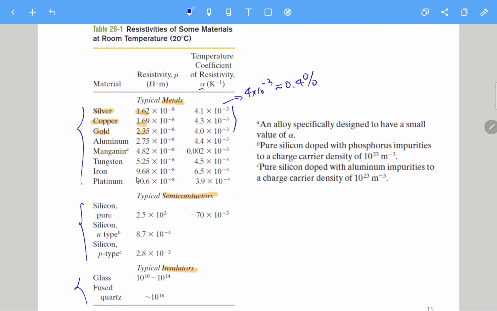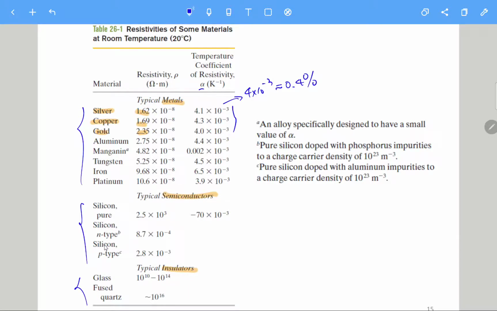And you see here iron is quite large, 9.68, and this is the platinum, 10.6, almost 8 or 9 times larger, or at least 6 times larger than the silver or copper. So this is the rating of the metals.